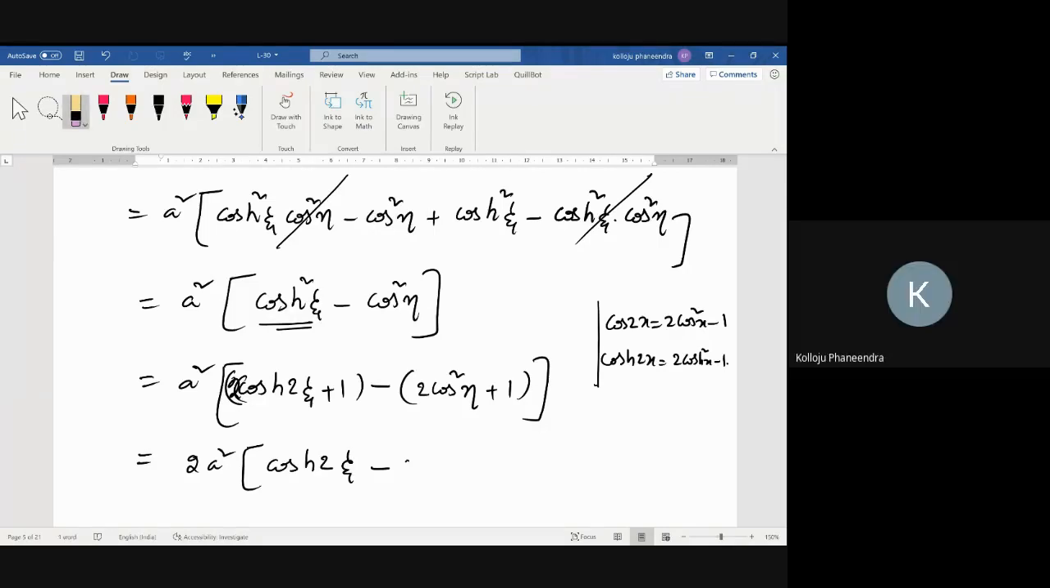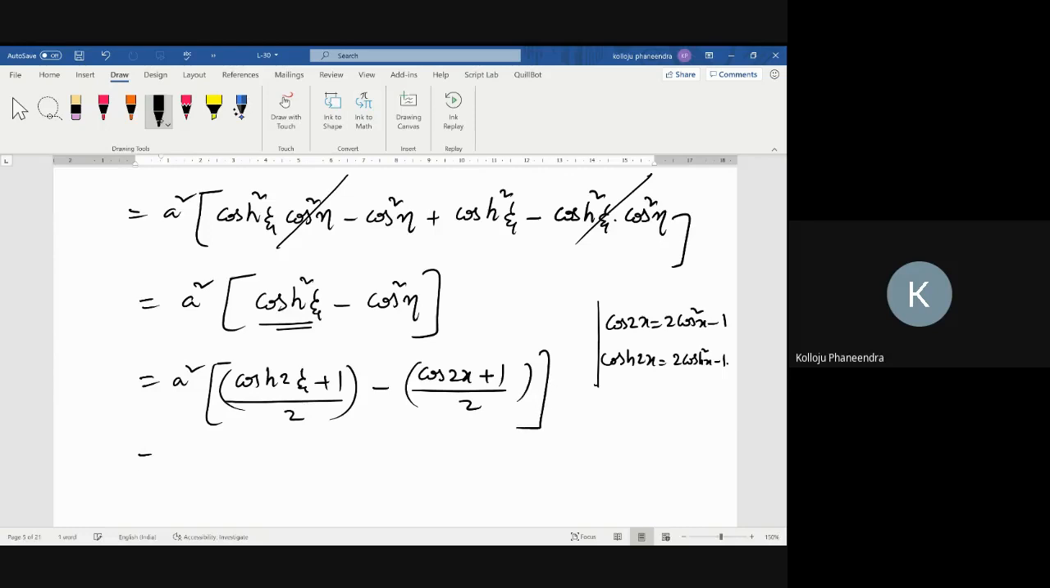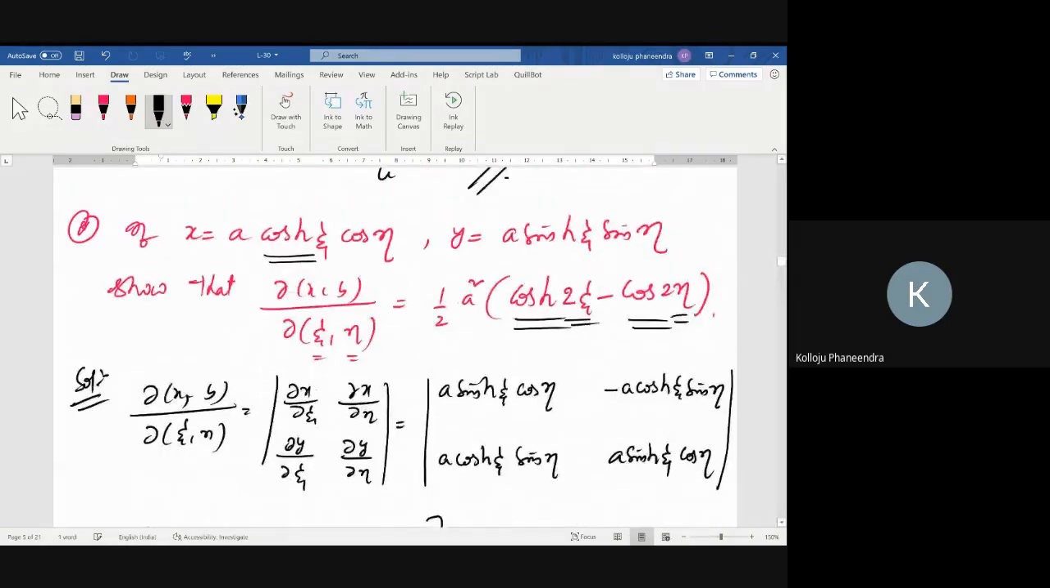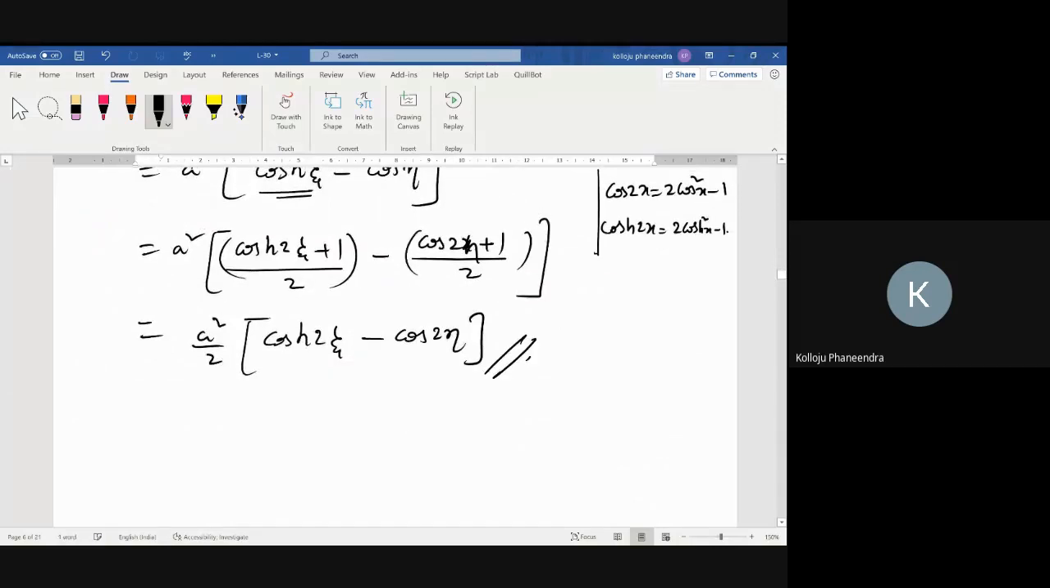Wait. This is a mistake. A square, what is cosh square xi? This is cosh 2 xi plus 1 by 2. Yes. Done? Right. Next, minus, this is cos 2 eta plus 1 by 2. So this is a square by 2 common, cosh 2 xi minus cos 2 eta. Is that the answer? A square by 2, cosh 2 xi minus cos 2 eta. Right, this is the answer. Okay.